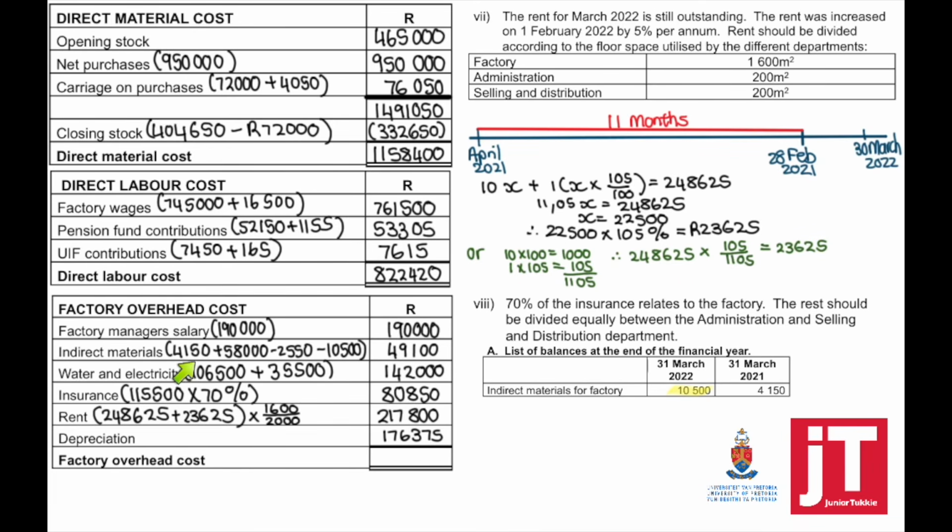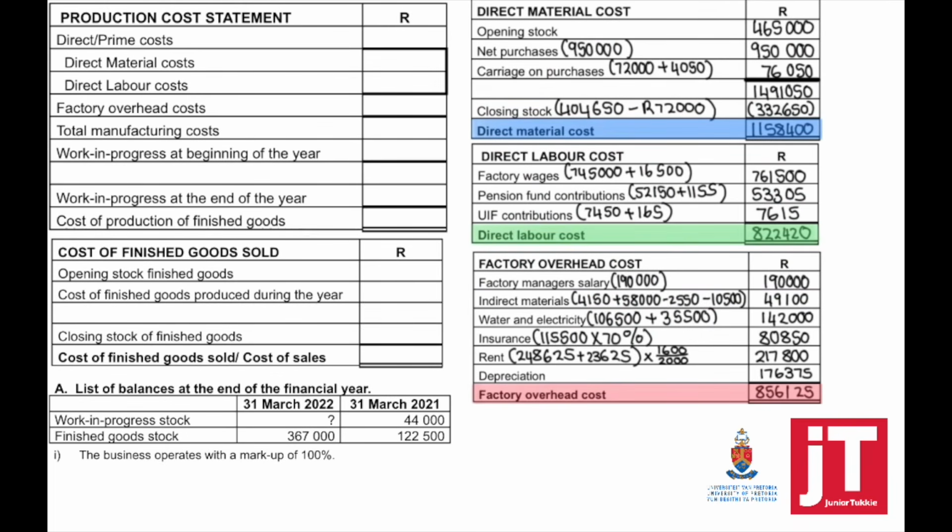Indirect materials, make sure that you always show your calculation. It's the balance in the beginning plus the purchases minus the returns minus that which was left over at the end of this year, plus water and electricity, plus insurance, plus rent, plus depreciation equals my total factory overhead cost. Now we can complete the production cost statement.